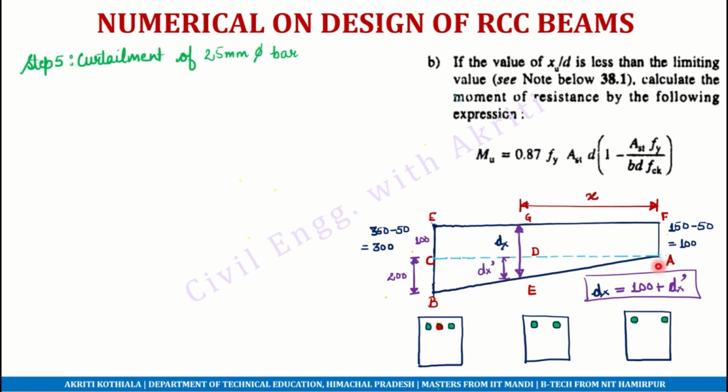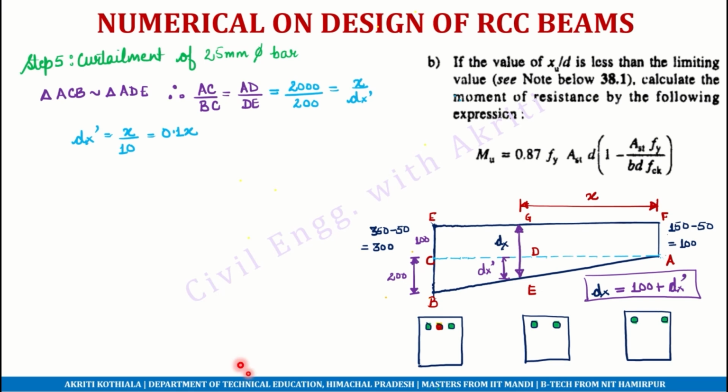How can we do that? We can simply do that by using similar triangles ACB and ADE. So AC upon BC will be equal to AD upon DE. Substituting the values, we obtain dx dash is equal to x by 10, which is equal to 0.1 x. Now we can find the value of dx. Dx will be equal to 100 plus 0.1 x. So this is the value of dx. Now we have reduced the entire thing into one variable. Earlier we had two variables, x and dx. Now dx is also in terms of x. So we have simplified our problem.